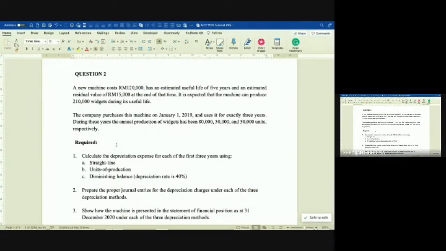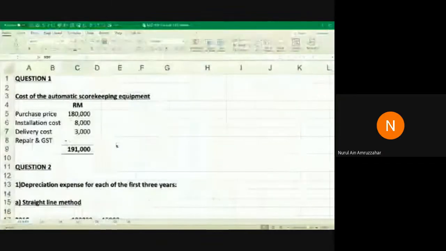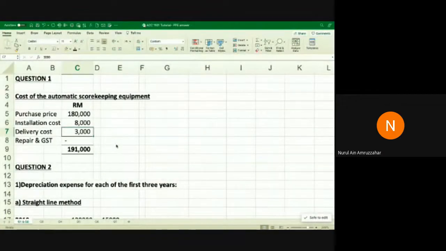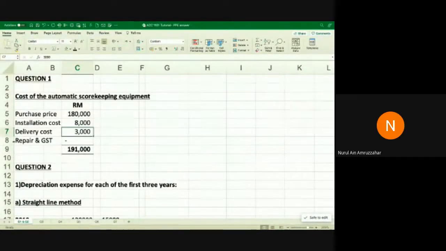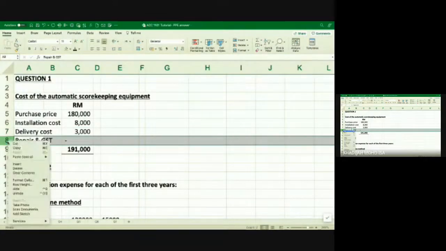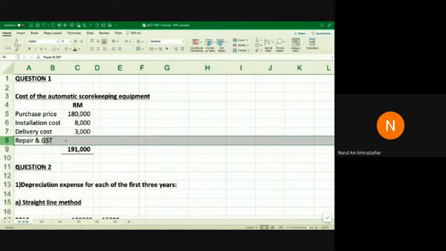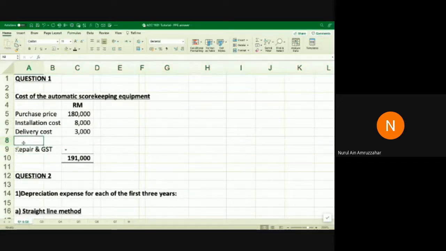Madam, I have a question. Yes. About the cost, the goods and service tax. We put the amount on goods and service tax, right? Okay, that's all my question. Sorry, what was your question again? The amount of goods and service tax.